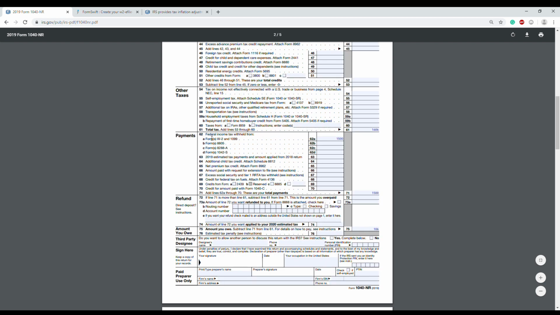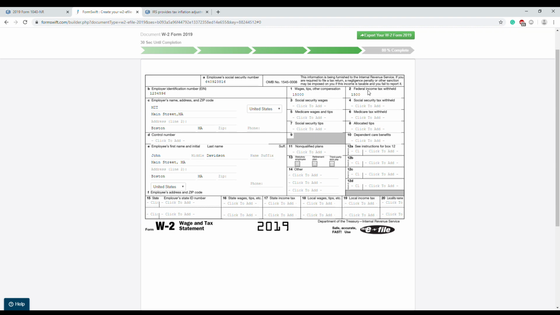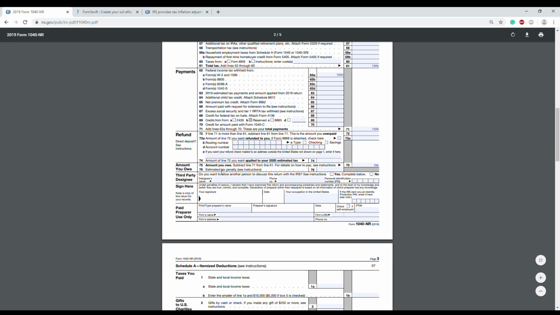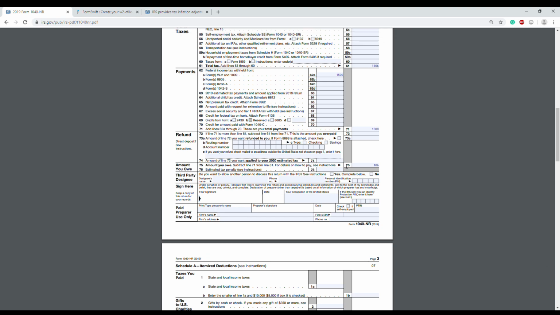We go down again, and we see federal income tax withheld from Form W-2. So here we see that our employer already took out $1,500 from us, so we have to put that in line 62A. Now we add all of these lines, we still get 1,500 here. Now again, we come here, and the amount we owe is calculated by subtracting 1,500 from 1,606, which means we owe $106, and we put that in line 75. So $106 is what tax we have to pay to the government.